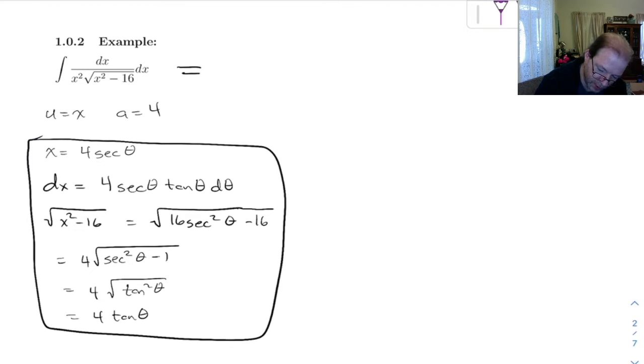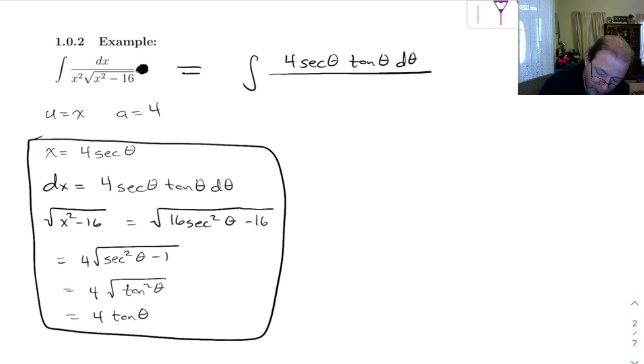So my integral up here is equal to, and I've got to replace each one of these things. And I've got a typo on here. This has an extra dx. This one on here shouldn't be here. You should only have one differential. All right, so my dx on top gets replaced with 4 secant theta tan theta d theta. And on the bottom, x squared gets replaced with 16 secant squared, and the radical gets replaced with 4 tan theta.